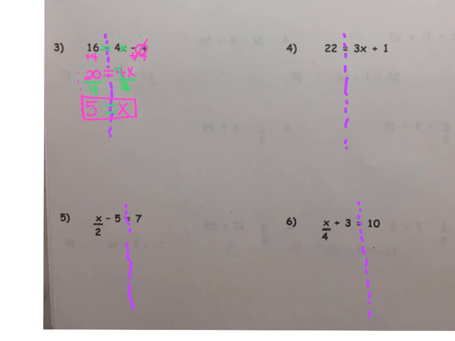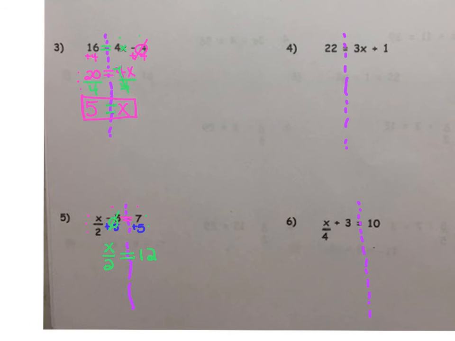Let's take a look at number 5. It reads, x divided by 2 minus 5 equals 7. Let's get rid of the minus 5 first. Let's add 5 to the left and add 5 to the right. We're left with x divided by 2 because we zero out the 5, equals 7 plus 5 is 12.